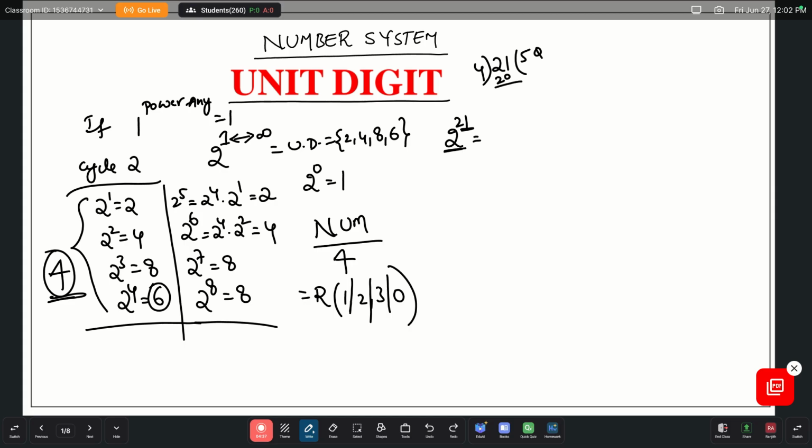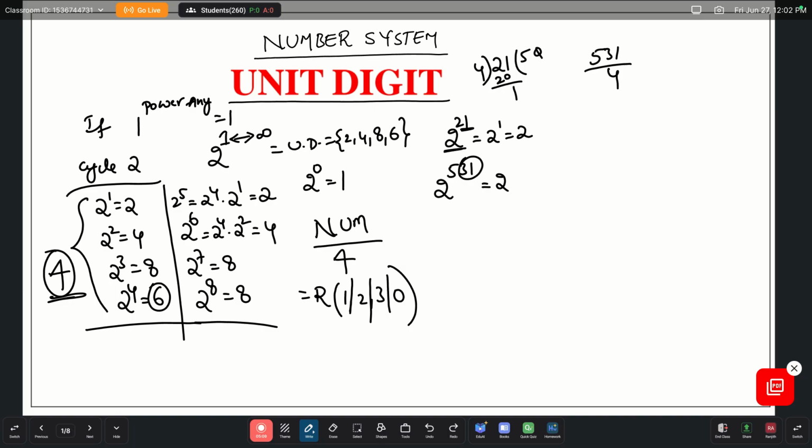So if we have 2 power 21, what is the unit digit of 2 power 21? The power we have is 21, and the base we have is 2. In this base, the repetitions come after 4 steps, so 21 divided by 4. We don't require the quotient. We need to get the remainder. So what is the remainder we are getting? 1 is the remainder. So that will be equal to 2 power 1 equals 2.